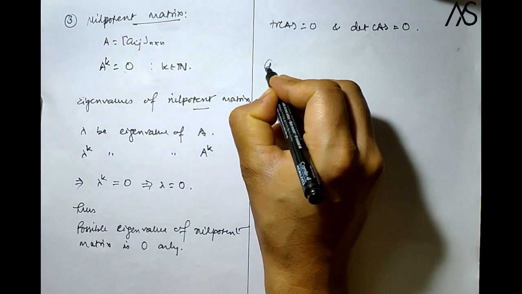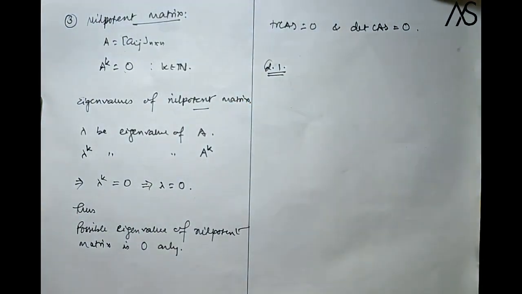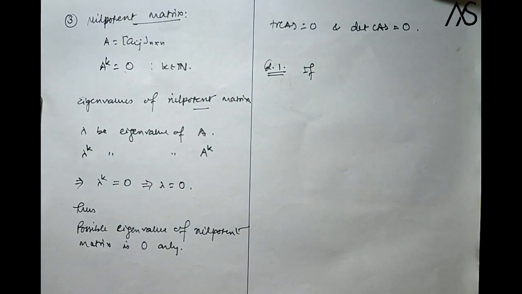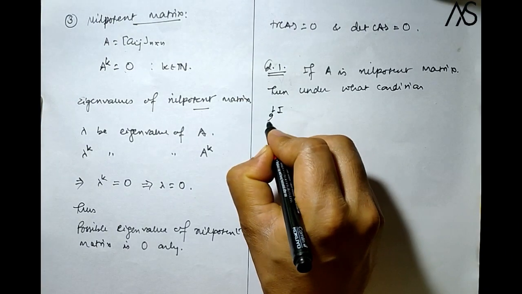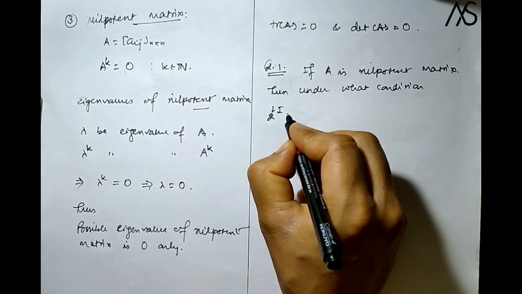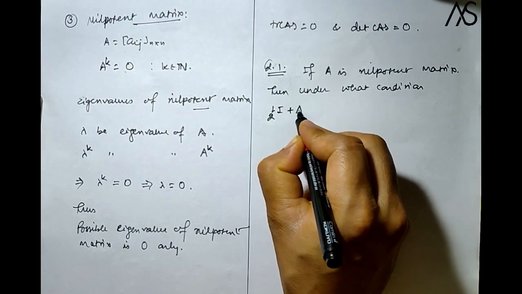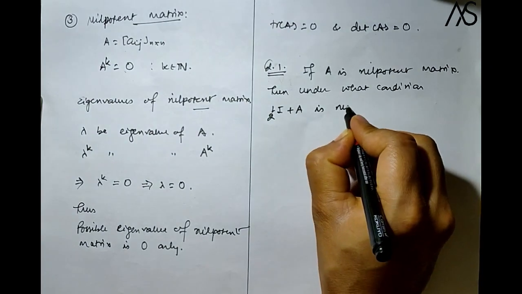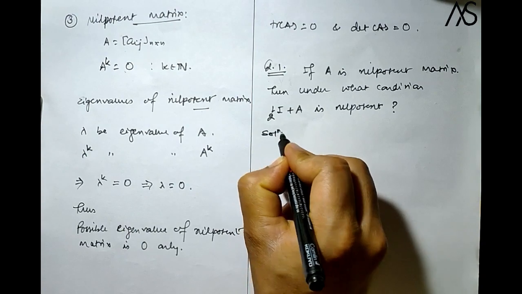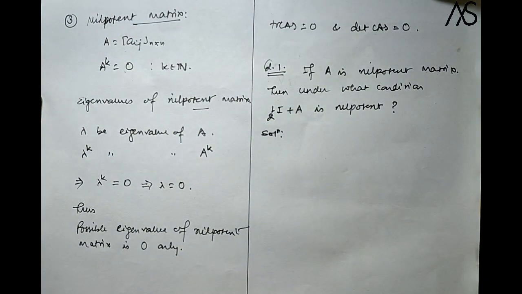सपोज क्वेश्चन नंबर 1. Okay, if A is a nilpotent matrix of order n, then under what condition is 1 by 2 into I, where I is the identity matrix of order n, plus A nilpotent? कंडीशन फाइंड आउट करना है. तो सॉल्यूशन आप बता सकते हो.